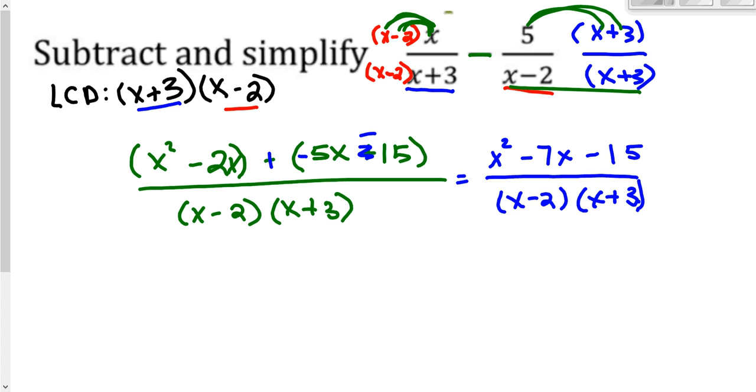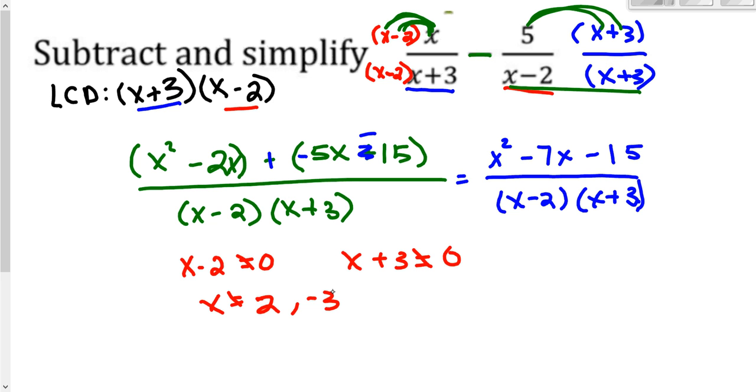Now we can't simplify that even further, so this is going to be our answer, but we still need to state those restrictions. So looking at our denominator here, x minus 2 can't equal 0, x plus 3 can't equal 0, so x can't equal positive 2 or negative 3.